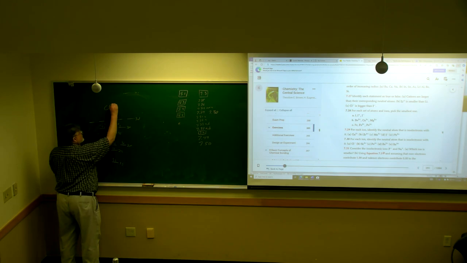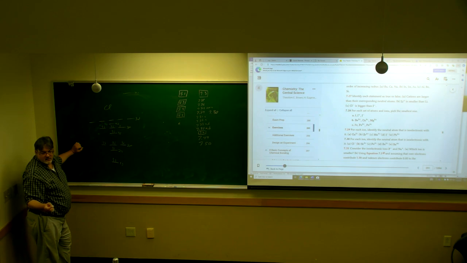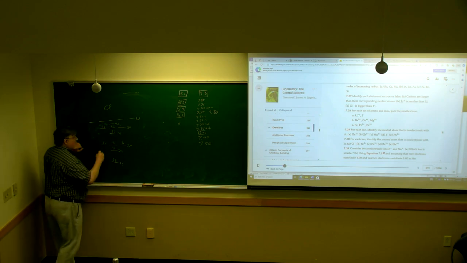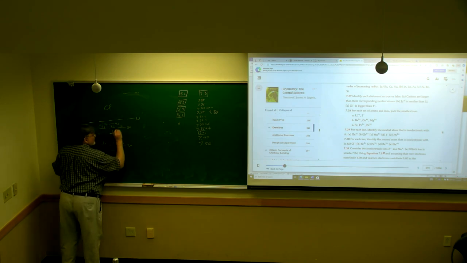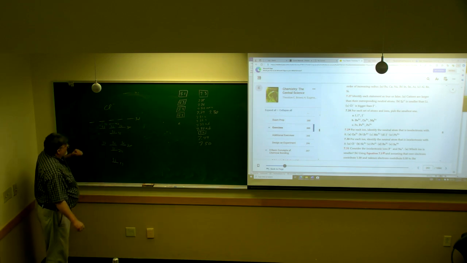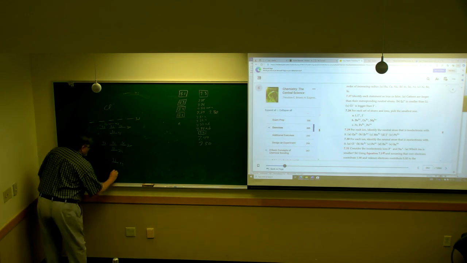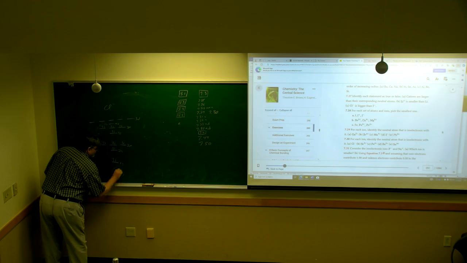Chlorine, if I ask you what is the charge on chlorine, what would you tell me when it's an ion? -1. That means it's got an extra electron. It's going to go right there. So that's Cl negative, and 17 protons in the nucleus.